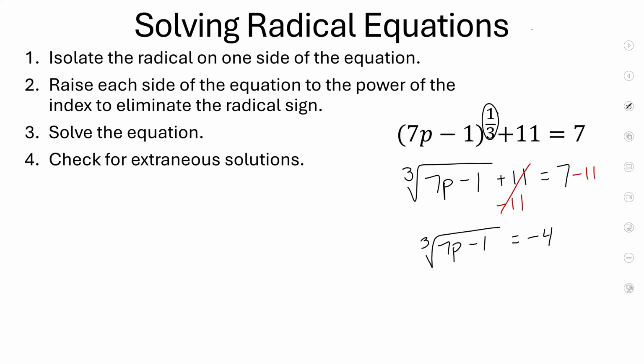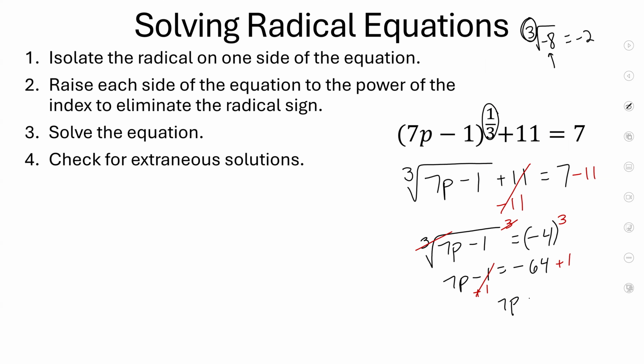All right, so let's continue solving. I'm going to raise to the power of 3 so that those cancel. So I get 7p minus 1 equals, what's -4 times -4 times -4? Do it 3 times. -64. Good. And I'm going to add 1. I get 7p equals -63. Divide both sides by 7. You get p is equal to -9.